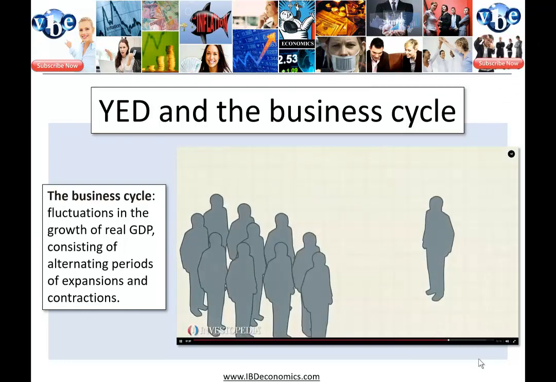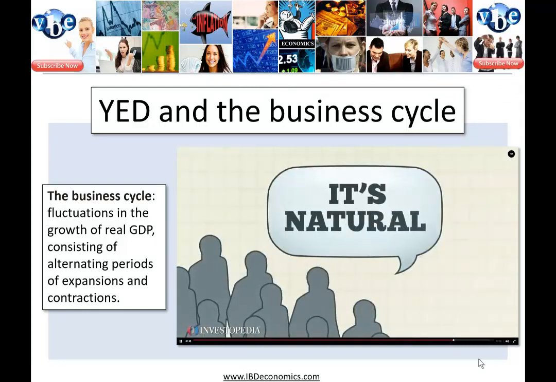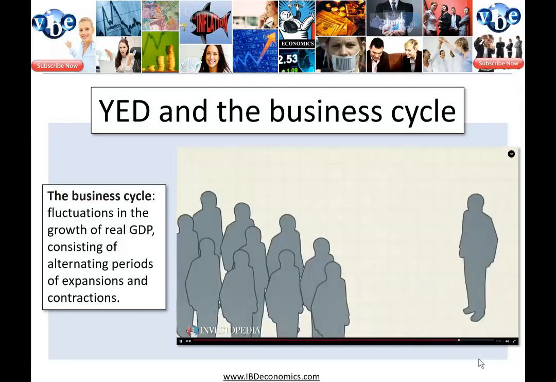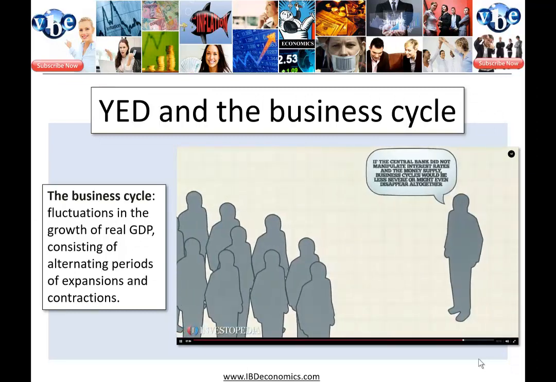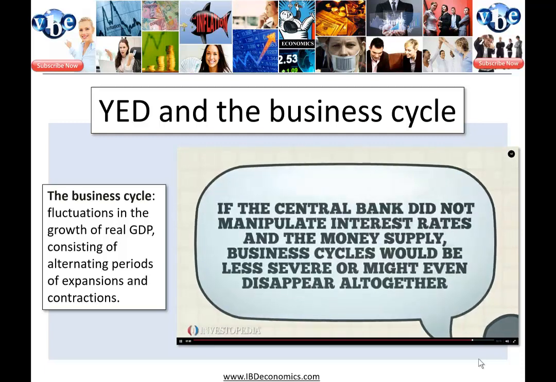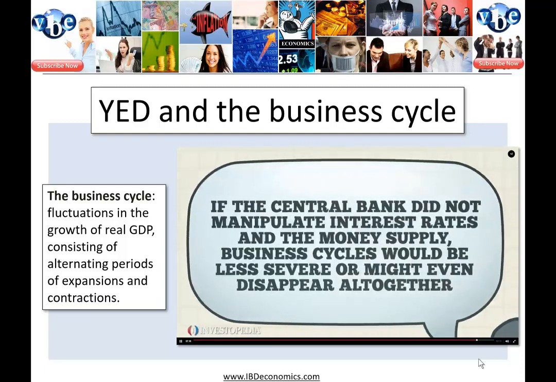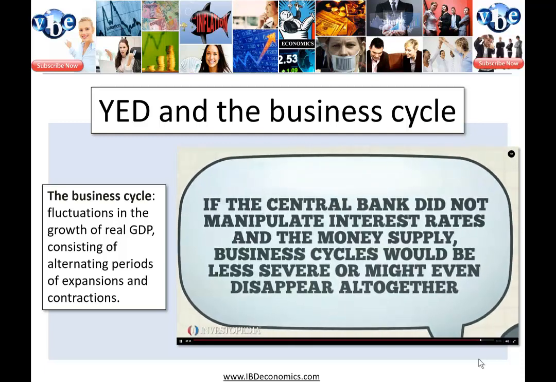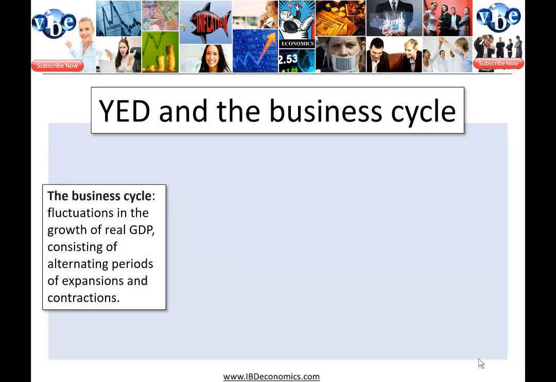Many economists consider the business cycle to be a natural part of economic activity. Some economists, however, believe that if the central bank did not manipulate interest rates and the money supply, business cycles would be less severe or might even disappear altogether.